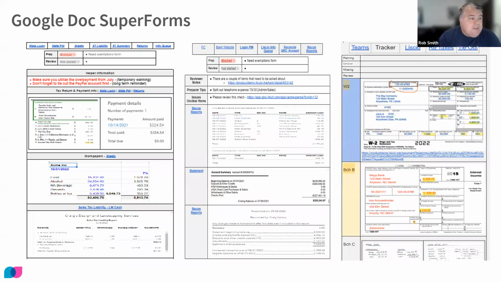But this right here is what I'm calling my Google Doc SuperForms. Each one of these forms, this one right here, is my work paper for sales tax. So this is how I document my sales tax right here.